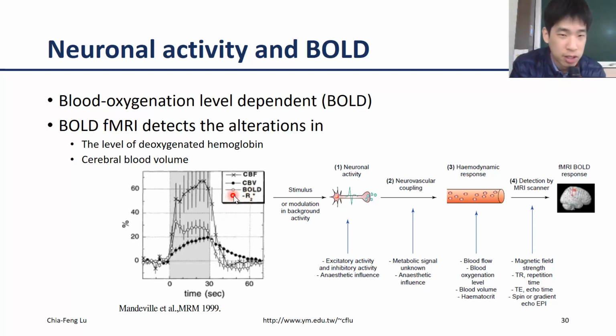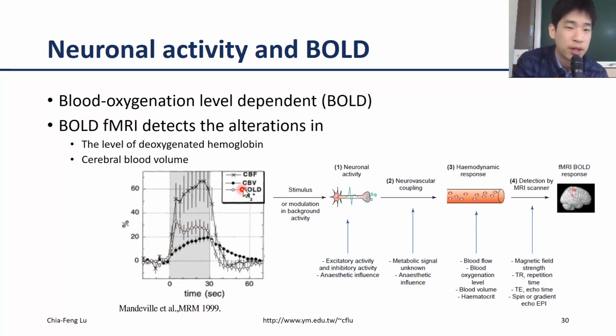I think it is the white circular label right here, this one. Once the subject started doing the finger tapping, you can see an increase of the BOLD signal of maybe around 20%. I think this value is actually pretty high, because normally we can only observe maybe 5 to 10% changes of the BOLD signal. But in this paper, they can observe 20% changes.